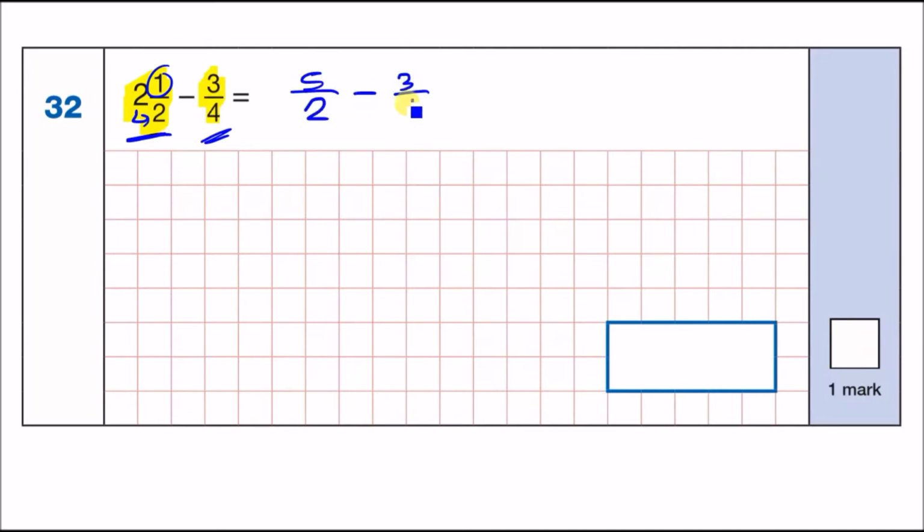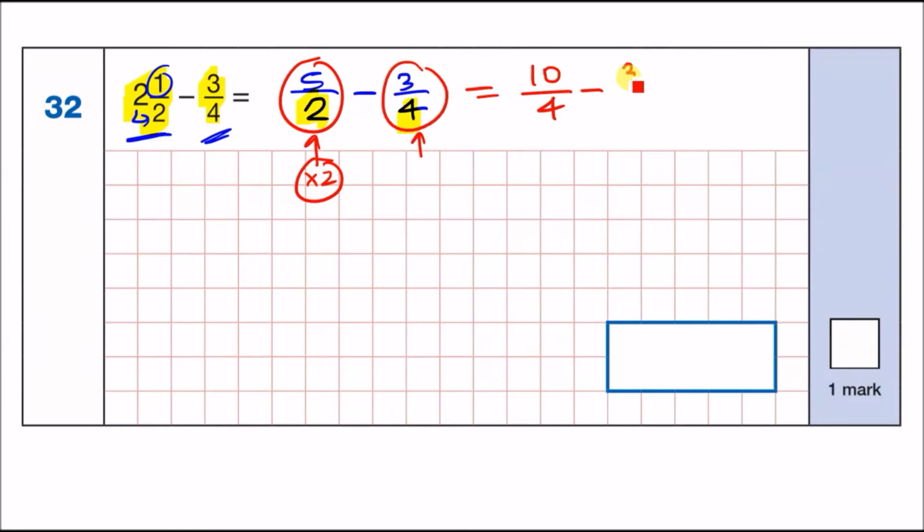We need to once again have common denominators, yeah? So make the bottom the same. And to do that, well, we can realize that this fraction is out of 4. We can just simply double this fraction to make it out of 4 as well. So doubling it, in other words, timesing 2, the whole thing, yeah? We're now going to get 5 times 2, which is 10 over 4, minus, and then copy this one, 3 over 4. And 10 take away 3 is 7 over 4.